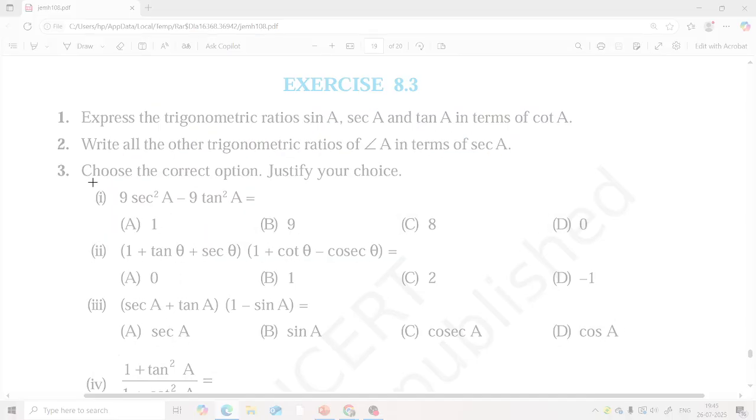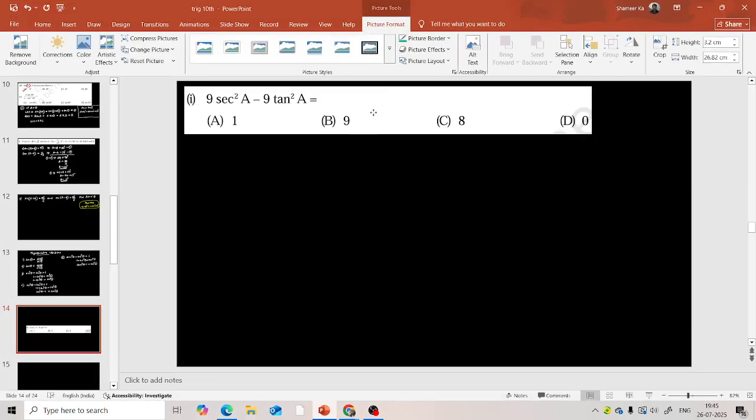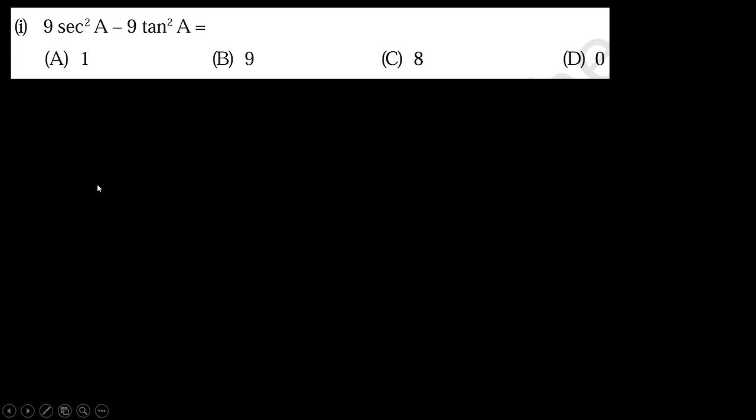Choose the correct option. Multiple choice. Remember, you please refer to the identities. The identities you have to memorize, otherwise you will not be able to solve it. So the question is 9 sec square A minus 9 tan square A. Which option is correct? It's a very simple question. You are able to solve it. 9 into sec square A minus 9 into tan square A.